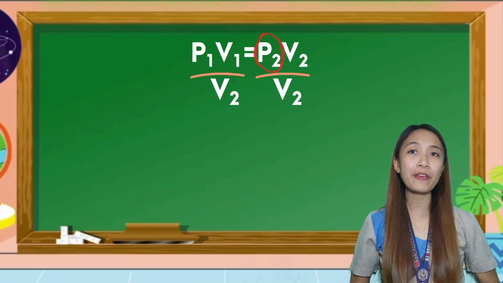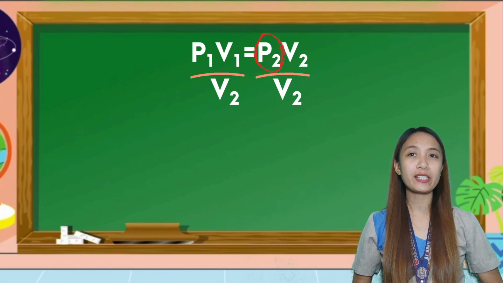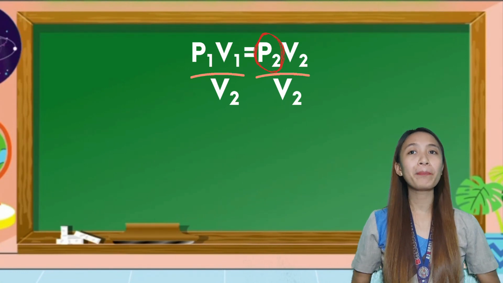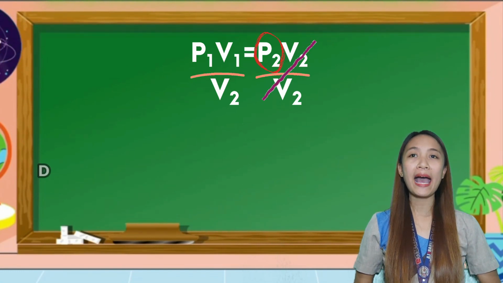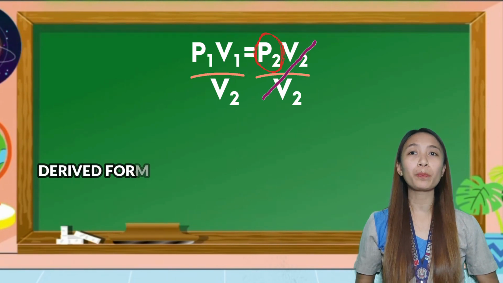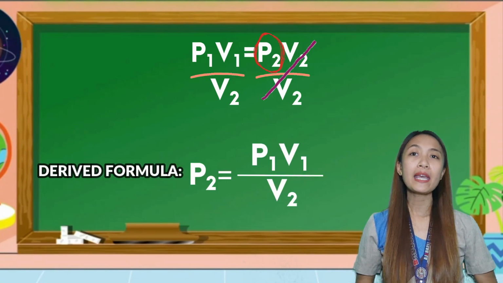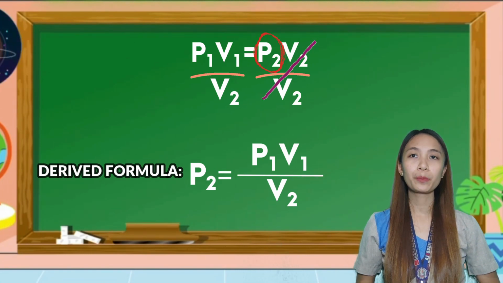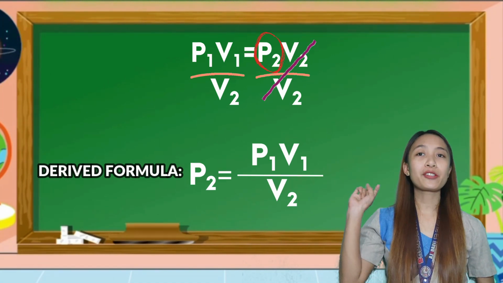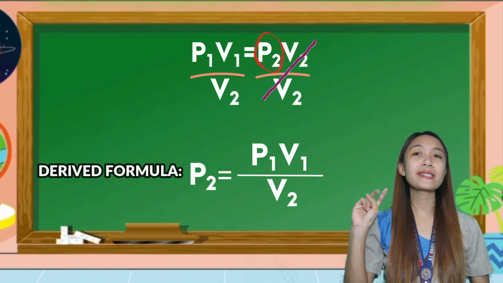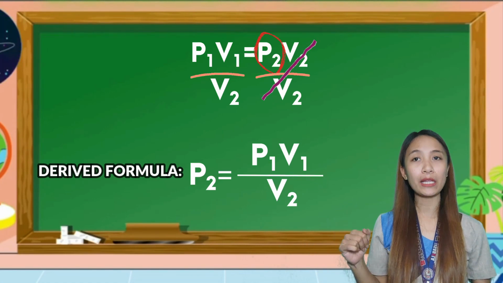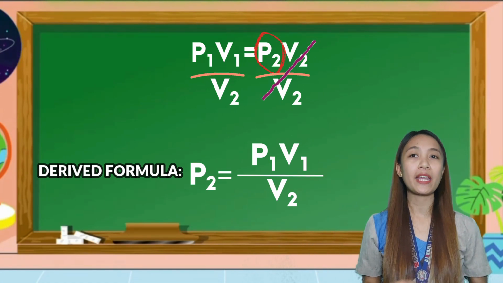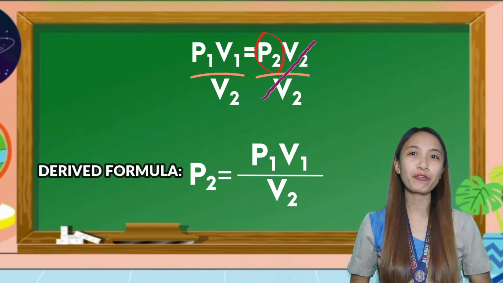Now, placing V2 as our denominator for both sides of the equation will lead to V2 being cancelled on this side of the equation. Thus, we have the derived formula as P sub 2 is equal to P sub 1 multiplied by V sub 1 divided by our V sub 2. So again, in deriving a formula, always remember, just write the general formula first, encircle the unknown, then use the variable beside the unknown as the denominator, then proceed to cancellation. Then there you have it. You have the derived formula.